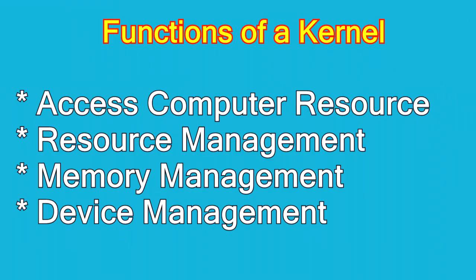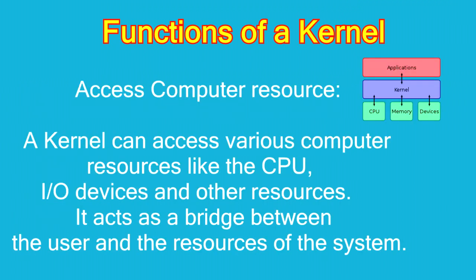Let's come to the functions of a kernel. Here I categorized the functions of a kernel into 4 parts mainly: accessing computer resources, resource management, memory management, and device management. Coming to accessing computer resources, a kernel can access various computer resources like the CPU, input-output devices and other resources, and it acts as a bridge between the user and the resources of the system, as you can see in the image.